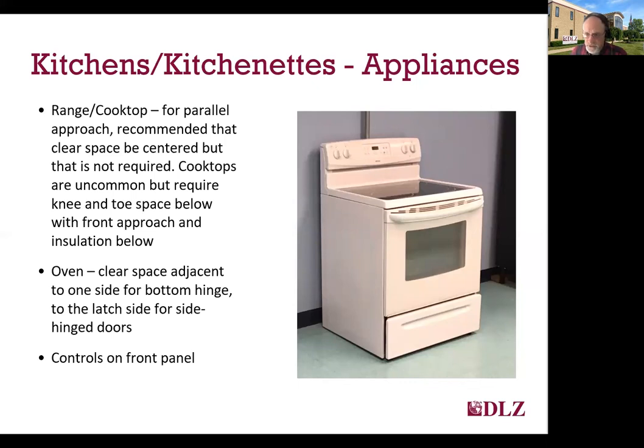For ovens, there must be a clear space on one side for a bottom hinged door type, like is most common. And probably the biggest commonly observed non-compliant issue for stoves and ovens is that all controls are required to be on the front panel. So someone isn't required to reach over a potentially hot burner or a hot stove to operate the controls. And you can see here, this typical stove that you would find does not meet the requirements for having all the cooking devices on the front panel and not require someone to reach over a hot stove or cooktop.